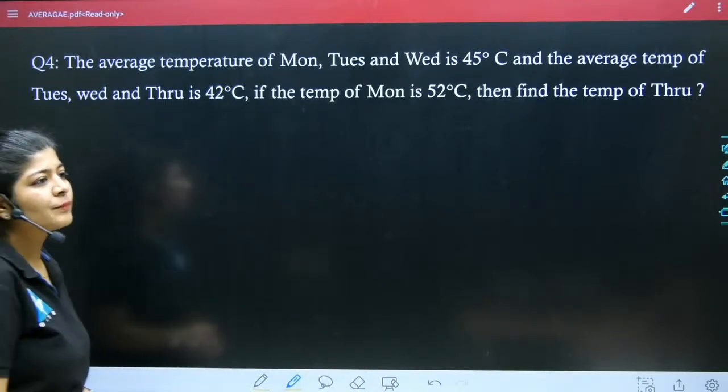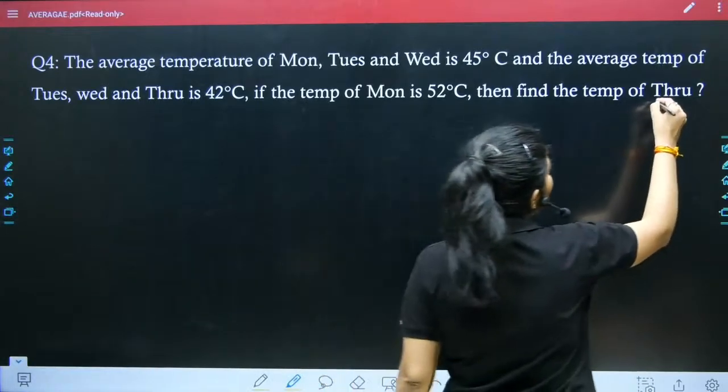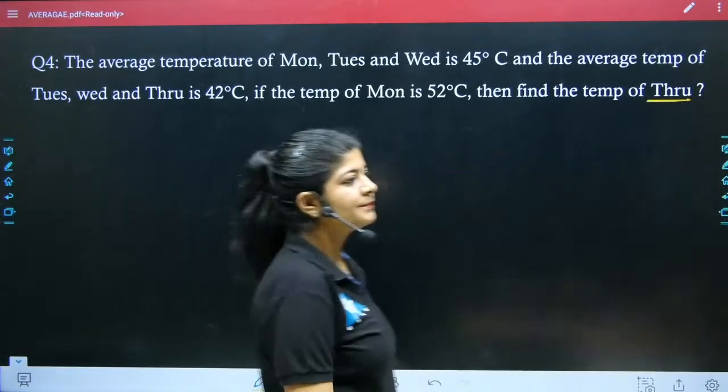What we have to do? We have to find out the temperature of Thursday.